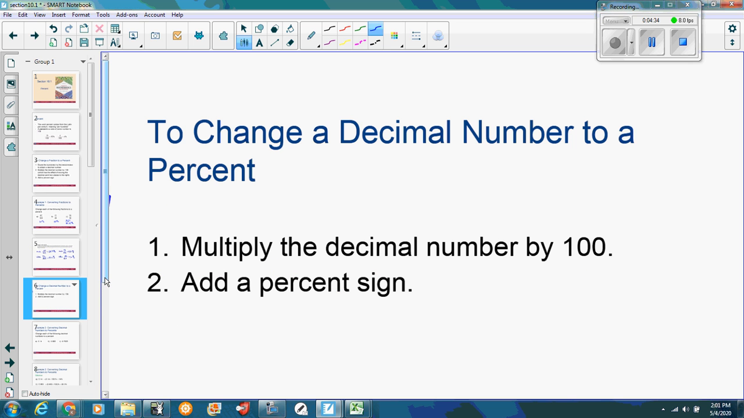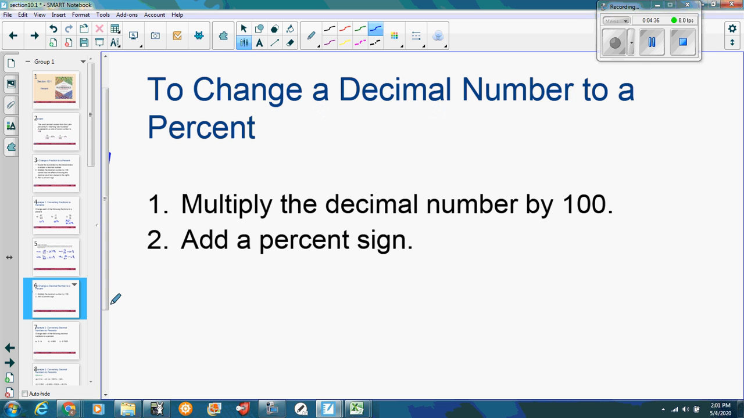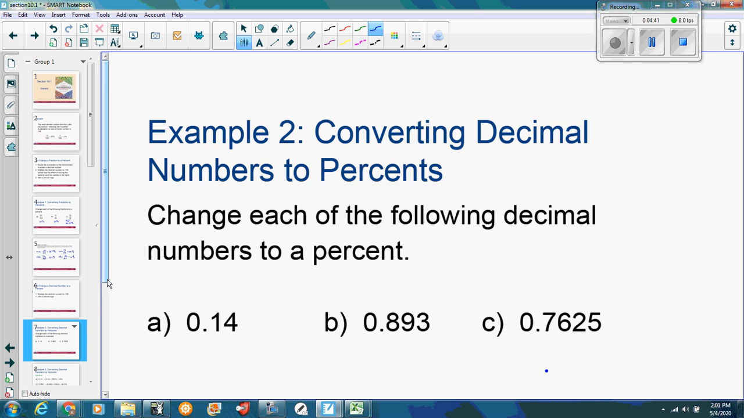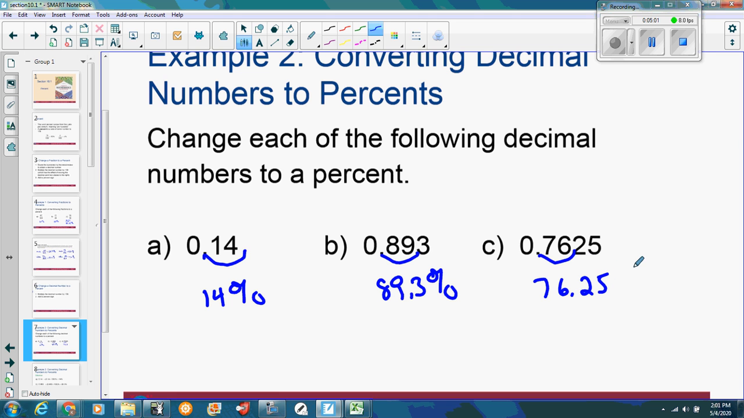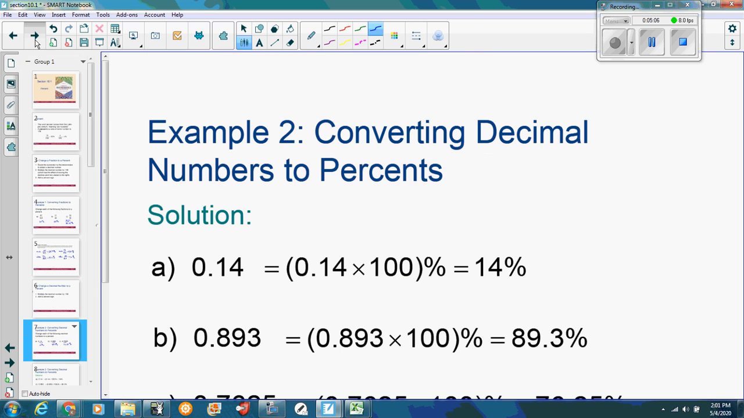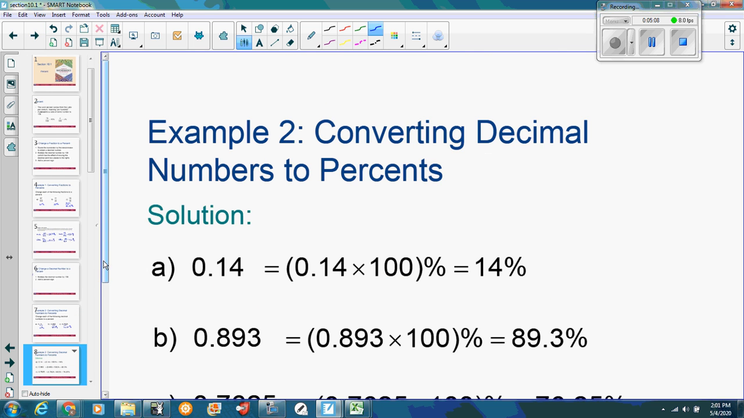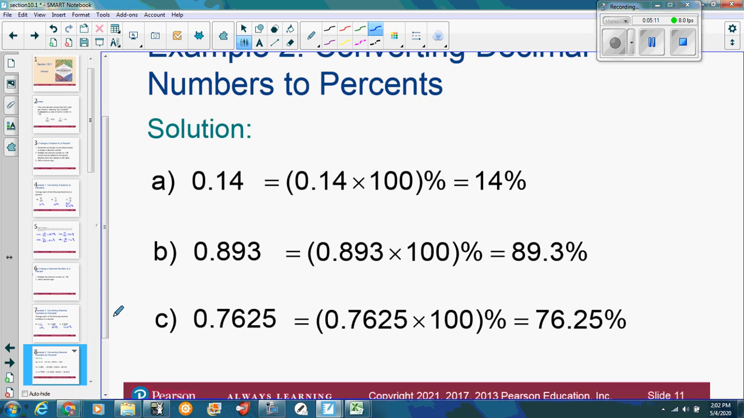If you were given a decimal and you want to change that decimal to a percent, you're going to multiply it by 100 and add a percent sign. So I'm looking at decimals to change those to percents. I'm going to multiply it by 100, which means I'm going to move it 2 places to the right. So that will be 14%. I'm going to move this 2 places, 89.3%, and I'm going to move that 2 places, 76.25. Okay, so you're going to move it 2 places to the right, which in essence is the same thing as multiplying it by 100. Okay?